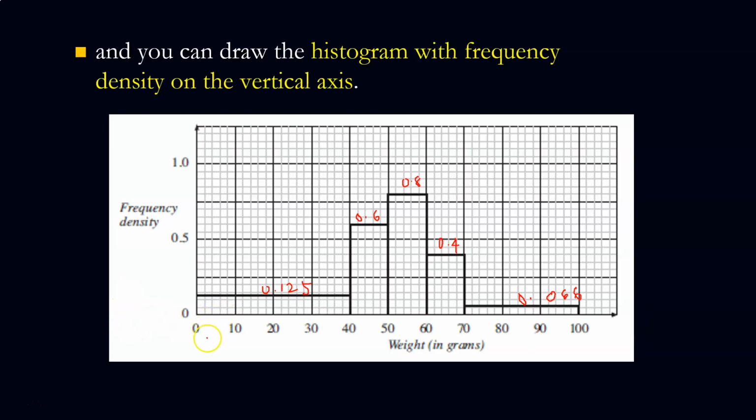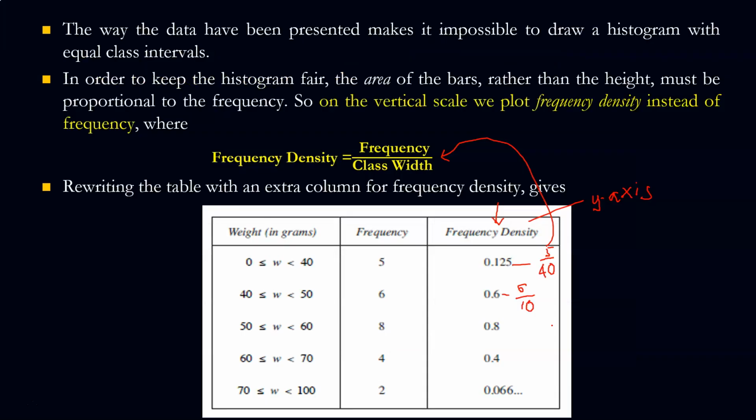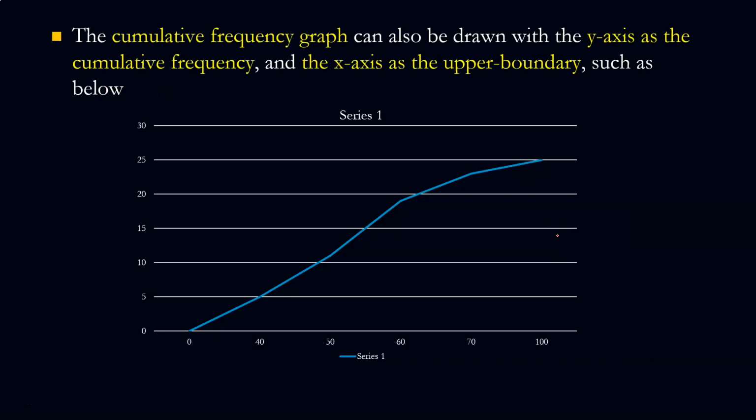Dia tidak sama kan class interval dia? Ada yang 40, 10, 10 and then all of a sudden this one is 30. So it's not impossible to draw. It's just that the method you're going to use is a bit different. Okay, saya ulang lagi sekali. For normal histogram, you use frequency for the y-axis. But for this special case, yang mana class interval dia tidak sama, you're going to use the frequency density for your y-axis.